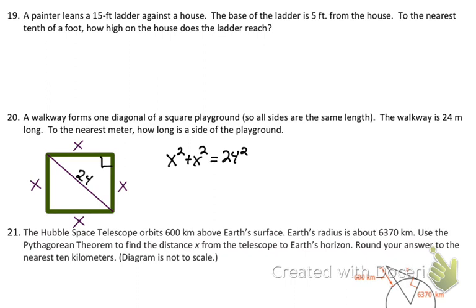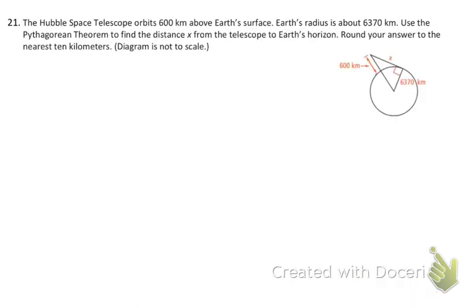Number 21. They're saying the Hubble telescope orbits 600 kilometers above Earth's surface. Earth's radius is about 6,370 kilometers. Use the Pythagorean theorem to find the distance x from the telescope to the Earth's horizon. Round your answer to the nearest 10 kilometers.